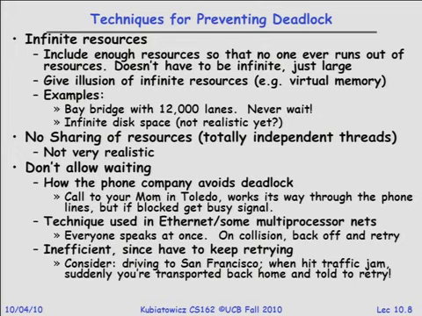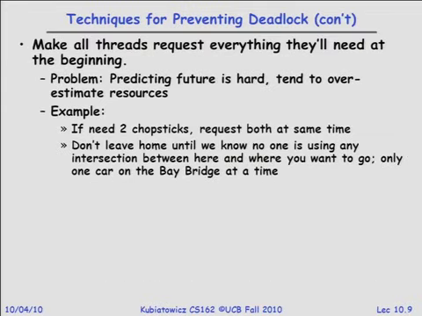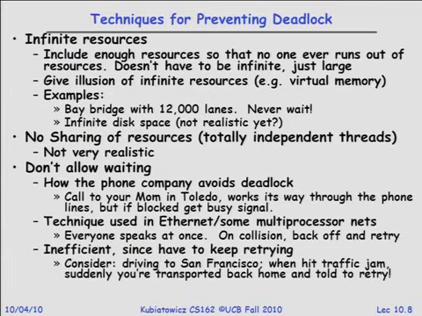Consider the case where you drive to San Francisco. Every time you hit a traffic jam, you're suddenly teleported back home. That would be pretty annoying, but that's kind of what hold and wait is like. You'd have to combine that with 12,000 lanes, and then maybe you'll actually make it to San Francisco. Any questions on these first ones before we talk about more practical ones?